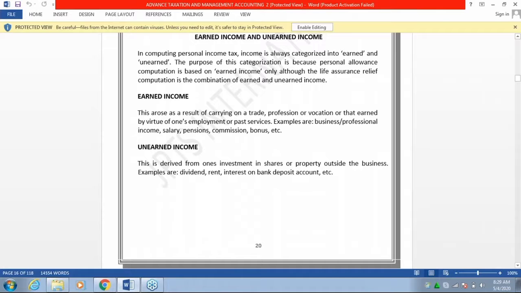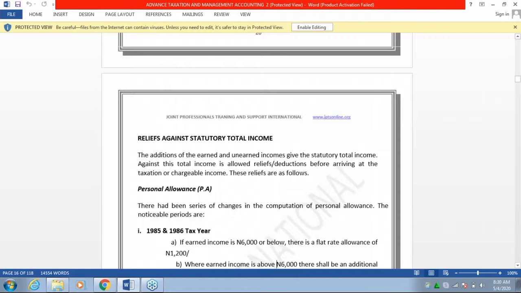Then what are the reliefs against the statutory total income? Are we getting it now? So against this total income, one is allowed to be relieved or to deduct before arriving at the taxation or the chargeable income.